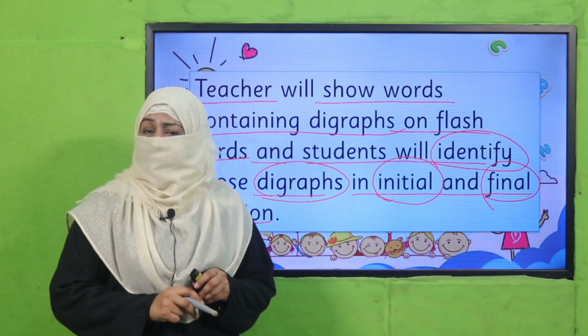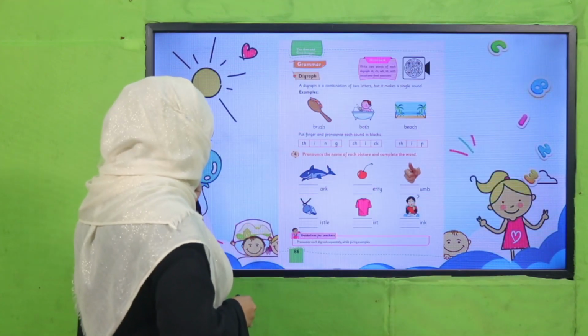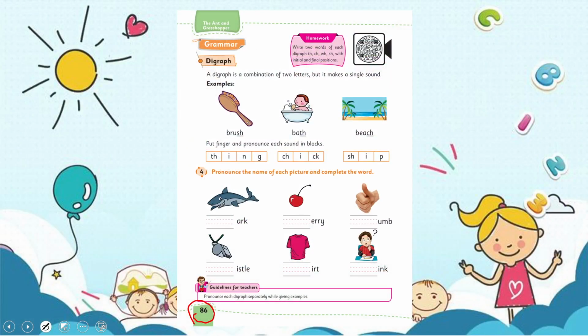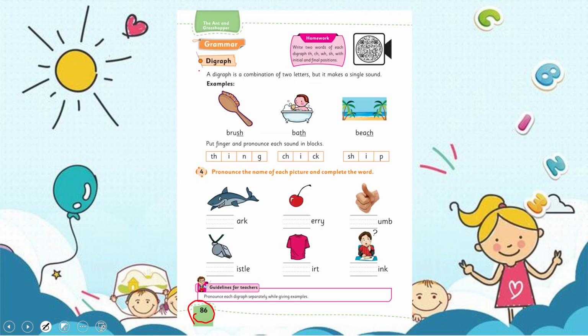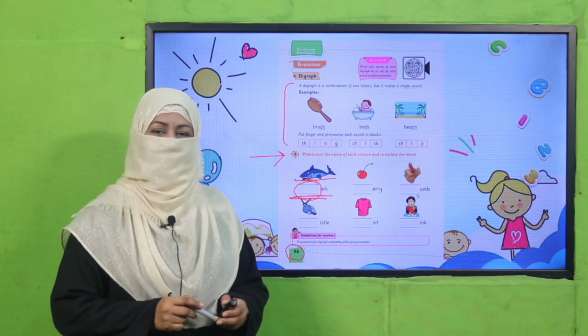Yes, my dear children, are you done with it? Good, you're smart. So let's practice it from your book. All of you, open your book on page number 86. So how are we going to do it? You can practice these words with your teacher and do this question in your book. You have to look at the picture and complete the word by using a digraph. Okay, so pause the video, complete this task in your book, and then come back.